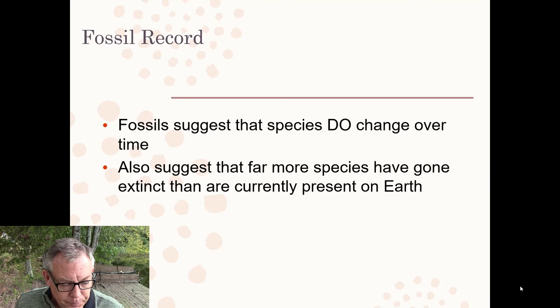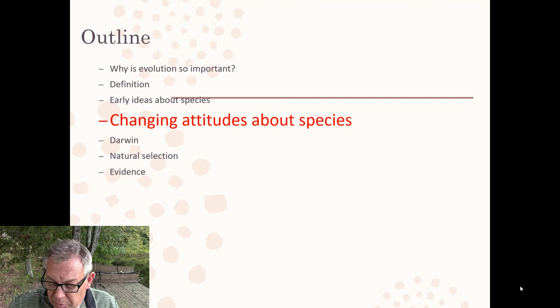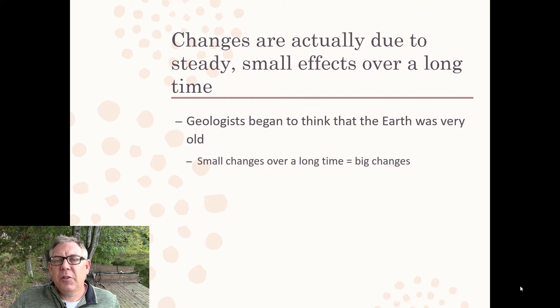And so with Darwin, and as people began to study fossils more and started to understand geology more, you started to have some changing ideas about species. And first off, if you talk about geology, geologists began to realize that the Earth is very, very old. Not a few thousand years old, but a few billion years old, which is kind of an incomprehensible amount of time. And began to realize that small effects over a long time can turn into big effects. Small changes over a long time can lead to big changes.